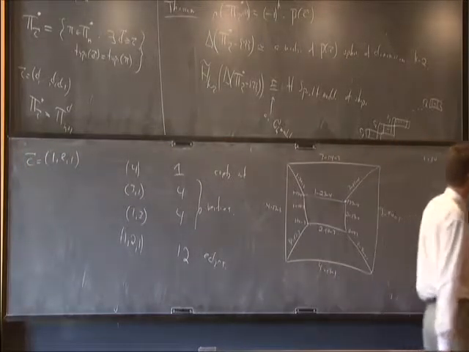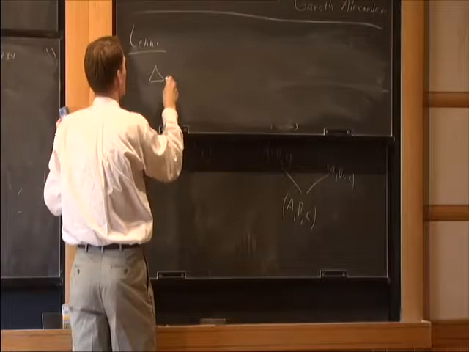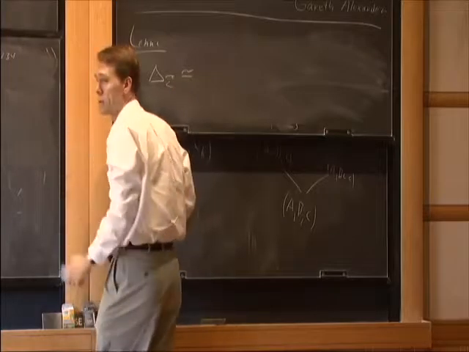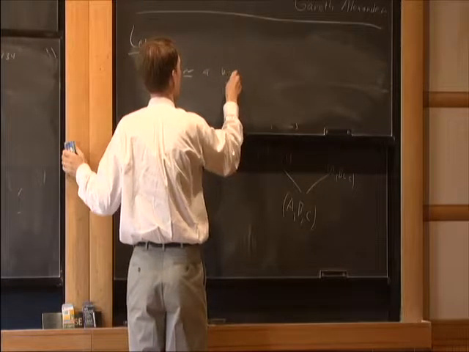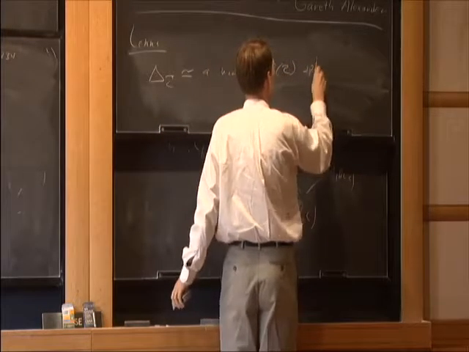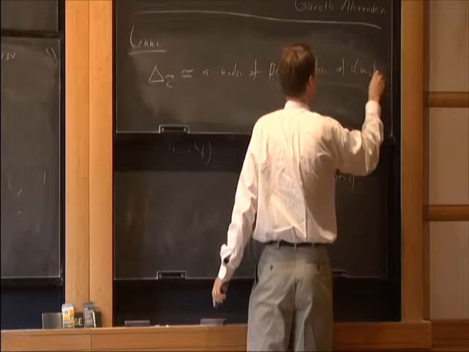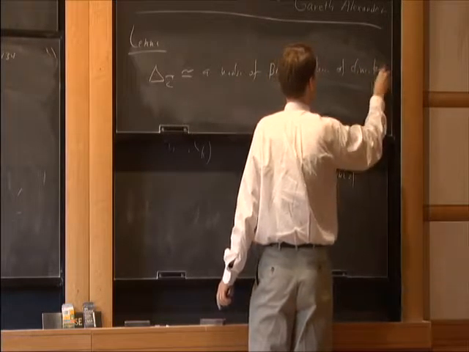Well, topologically, so here's the lemma. This simplicial complex is homotopy equivalent to a wedge of beta C spheres of dimension k minus 2.